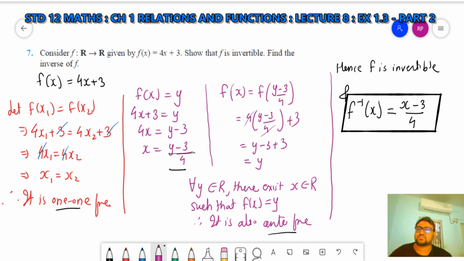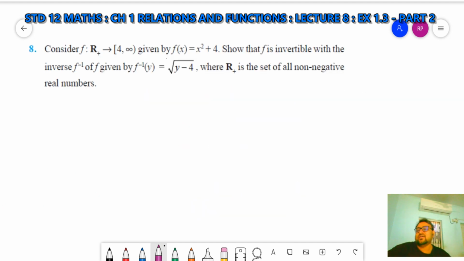Okay, now let's move to the next, that is question number 8. Consider f from R plus, meaning only positive numbers you can take from the domain, to 4 to infinity, the codomain that starts with 4 and goes up to infinity, given by f of x is equal to x square plus 4. So f is invertible again. You already know that it is invertible because you have to show it. So you got a hint that it is 1-1 and onto, and that's what you have to prove.